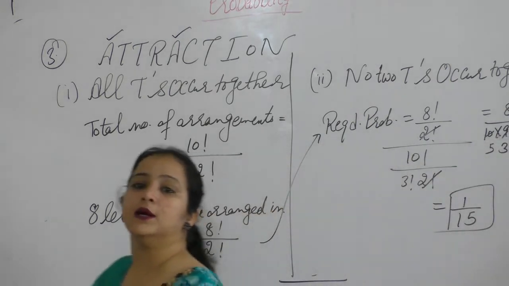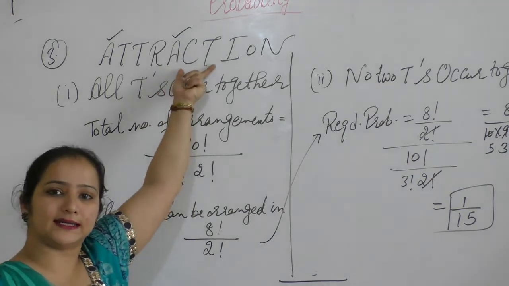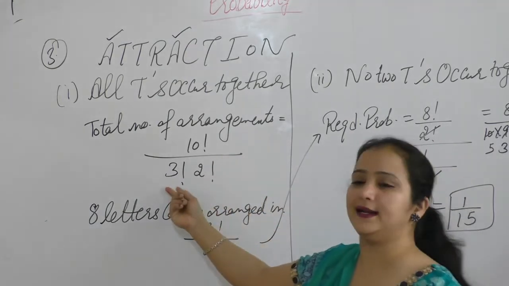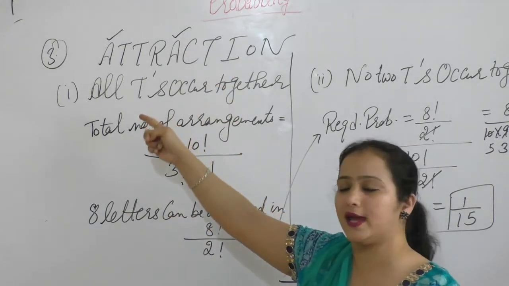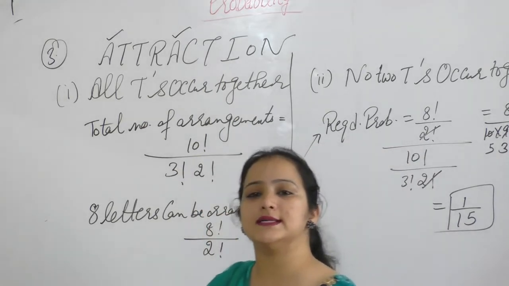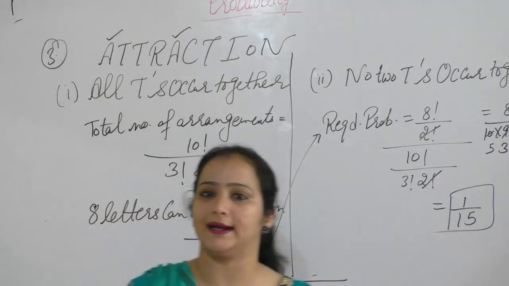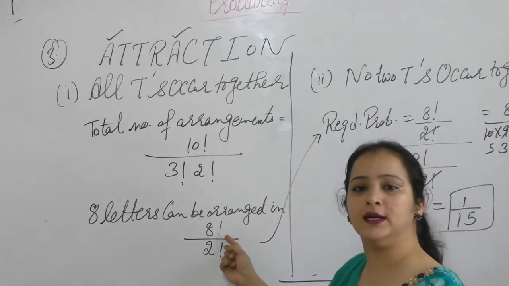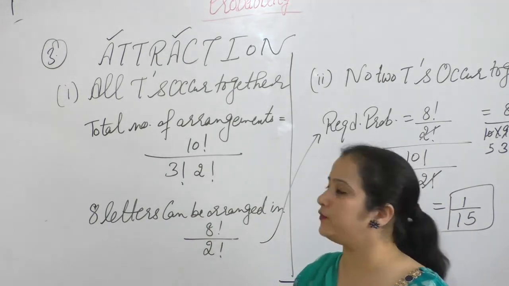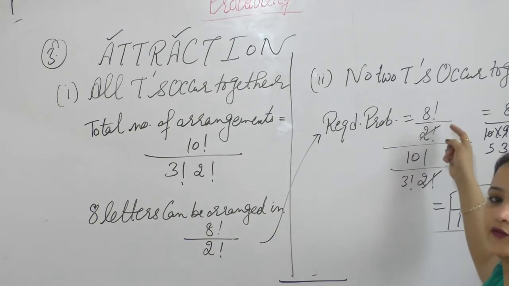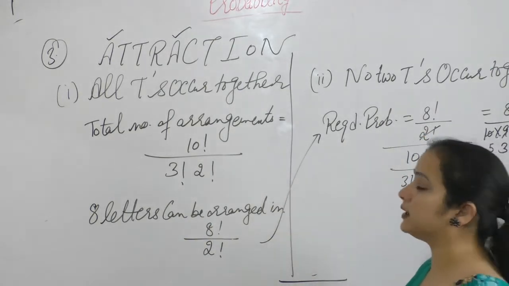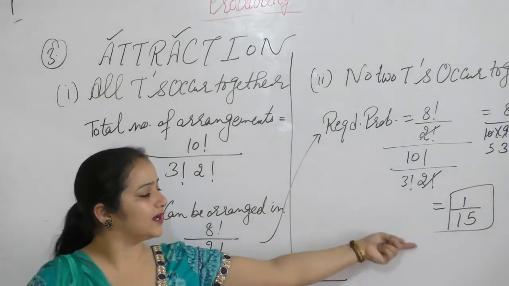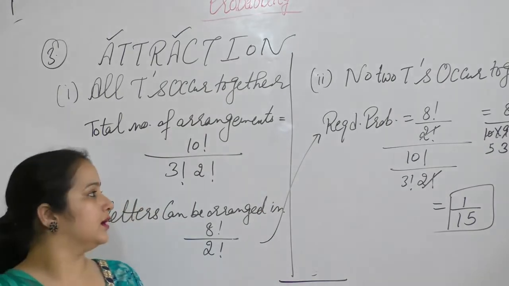I am again repeating, total number of letters in the word attraction are 10. So total number of arrangements are 10 factorial, 3 T's, so upon 3 factorial and 2 A's, 2 factorial. Now if we consider all the 3 T's as one letter, then total number of letters we have 8. And 8 letters can be arranged in 8 factorial upon 2 factorial ways. So required probability is 8 factorial upon 2 factorial upon 10 factorial upon 3 factorial and 2 factorial. After solving it, we get the answer as 1 by 15. Note it down.